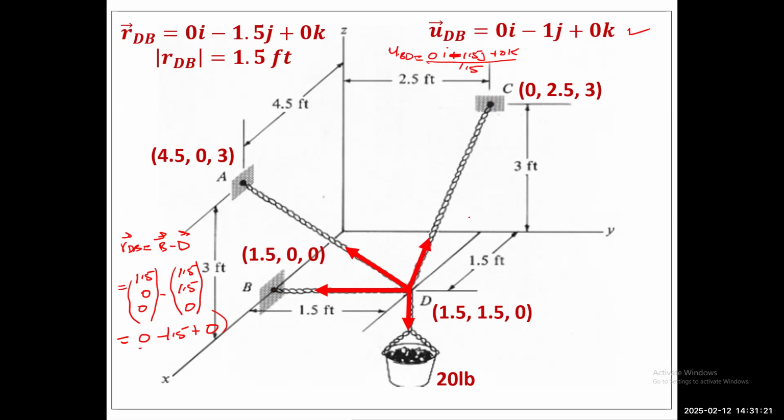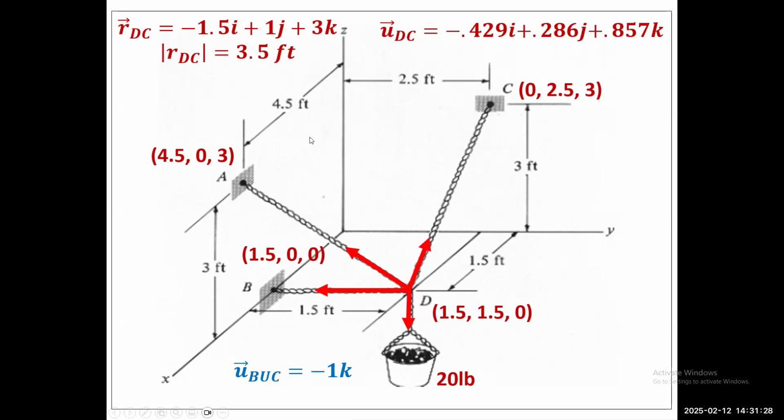And then for C, let's move on to C now. Pretty much the same thing. So let's review before we go ahead. You have RDC, you do the same first thing. So you go RDC, so you're getting the relative vector, C minus D. So you look for all the coordinates of C, which is 0, 2.5, 3, and you write your column. Minus D, and D is 1.5, 1.5, 0.